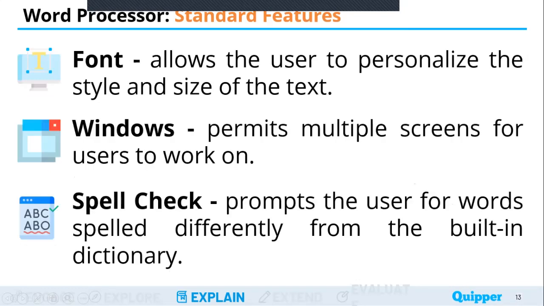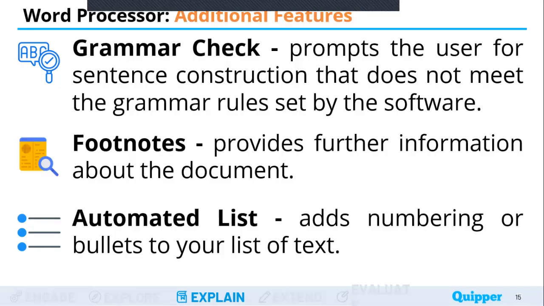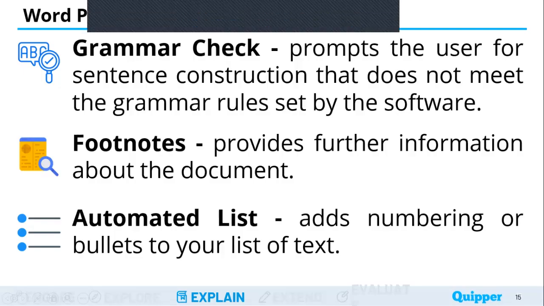So we also have font. Font allows the users to personalize the style and size of the text. Then windows permits multiple screens for users to work on. Then this one, a symbol, spell check, prompts the users for words spelled differently from the built-in dictionary. So remember, some word processors offer tools that go way beyond the standard features to cater to experienced users. And we also have grammar check. It prompts the users for sentence construction that does not meet the grammar rules set by the software.